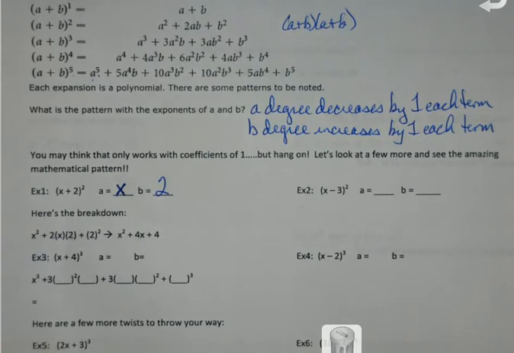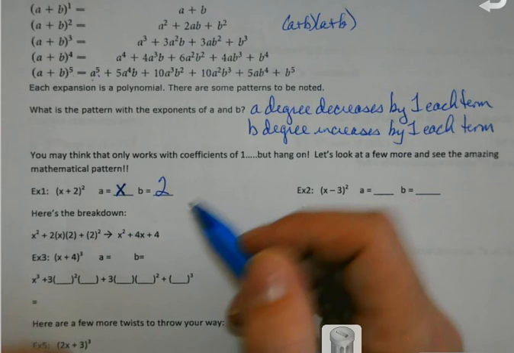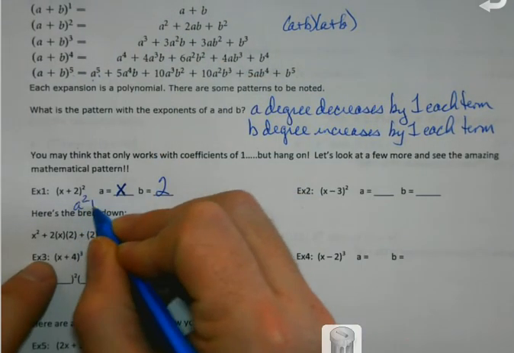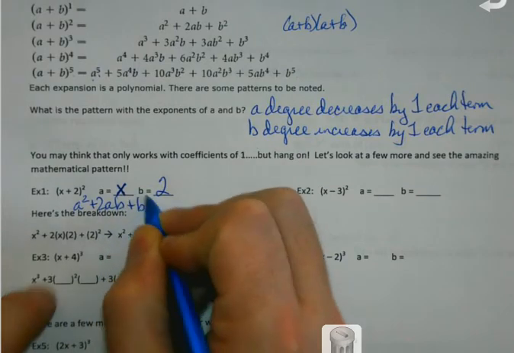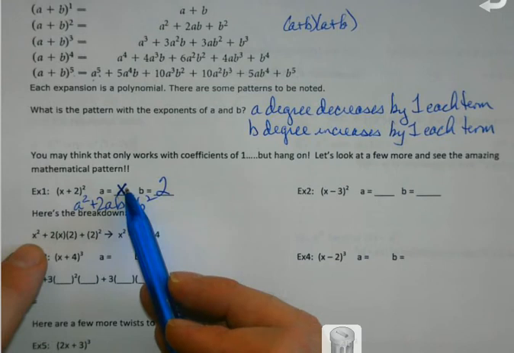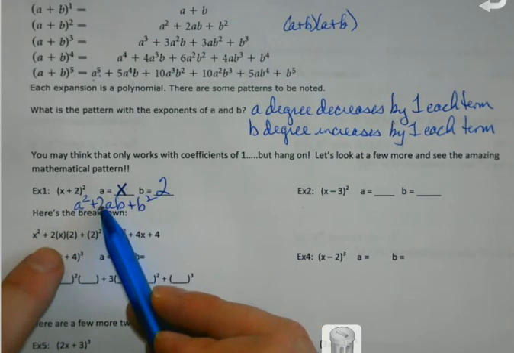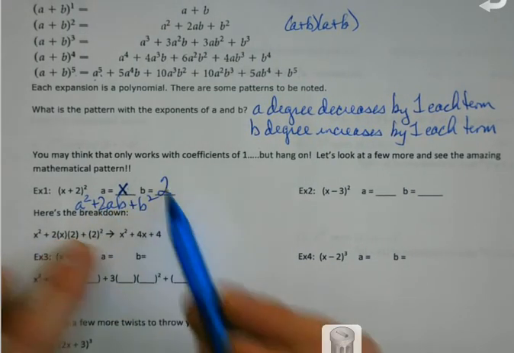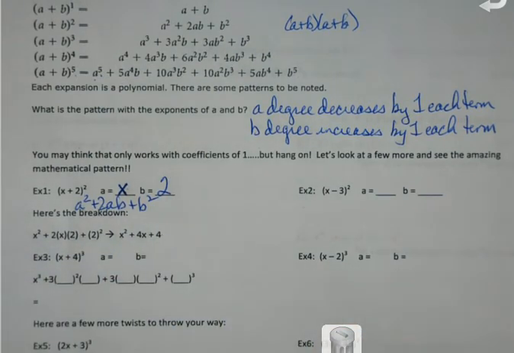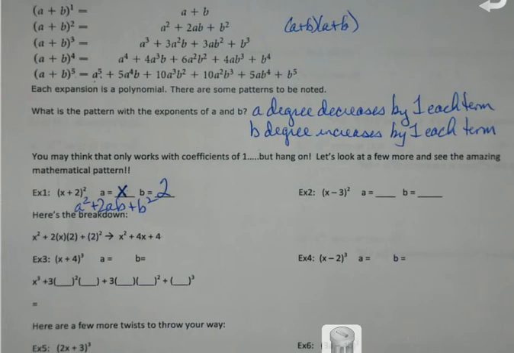Now, I could FOIL that out pretty quick and get an answer. But just to see how the pattern works, I'd look here and I'd say, okay, the pattern is a squared plus 2ab plus b squared. A is going down, b is going up. So a squared would be x squared, plus 2 times x times 2, okay, there's the 4x, plus 2 squared, which is 4. Now, it may not be the greatest thing ever when you're just doing a squared. But as you get into thirds and fourths and things like that, it gets to be a little more helpful.